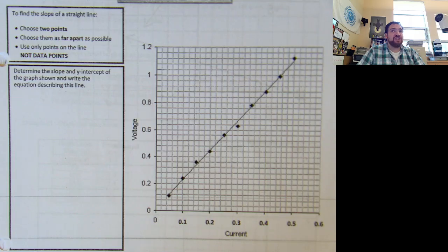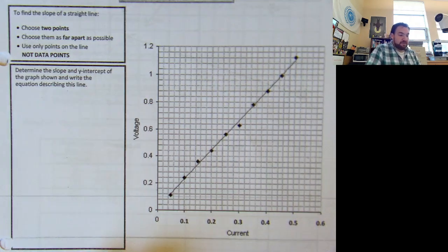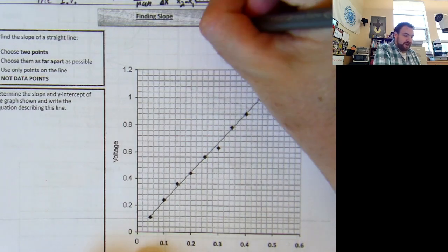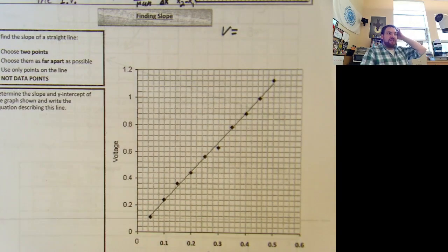But what's the relationship between voltage and current supposed to be? Something you would have looked at in grade 9. Does anyone remember what it is? V equals. We'll put it up at the top here. No, V does not equal MC squared. V equals.